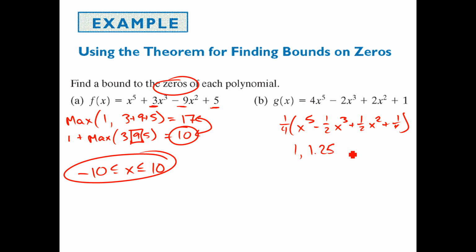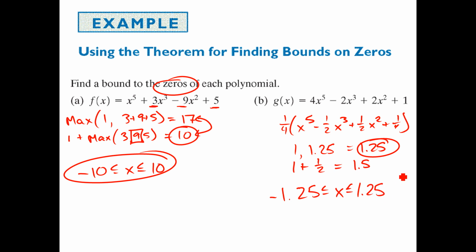Which one's bigger? And then we're going to say 1 plus the biggest number on your list, which is a half. Which of those is smaller? 1.25. So now we know that the bounds for the zeros of this polynomial lie between negative and positive 1.25.